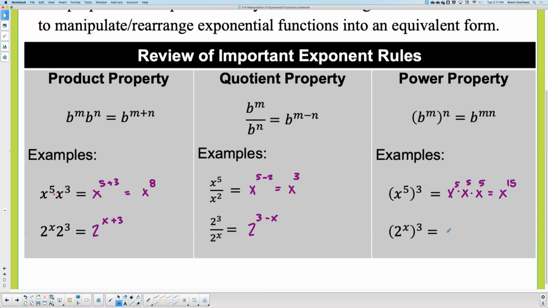Or here, this would be the same thing as 2 to the x times 2 to the x times 2 to the x. Well, that equals 2 to the 3x. This x plus this x plus this x adds up to 3x's. That's the power property.